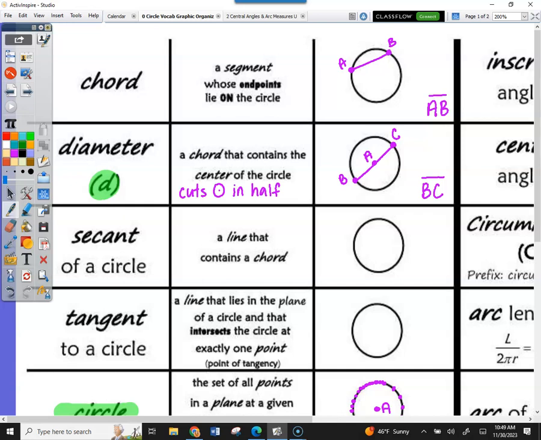We didn't quite finish, did we? When do we get out? 11? Okay, good. Then we're good.